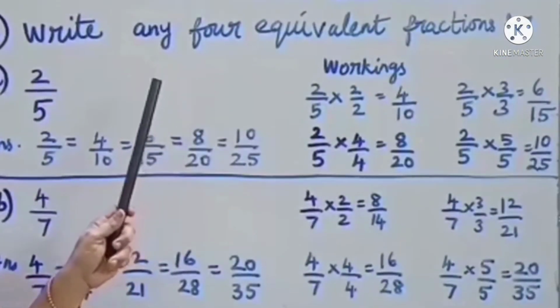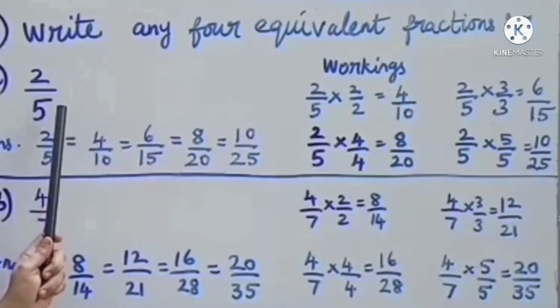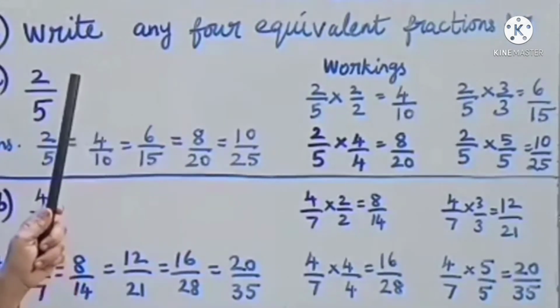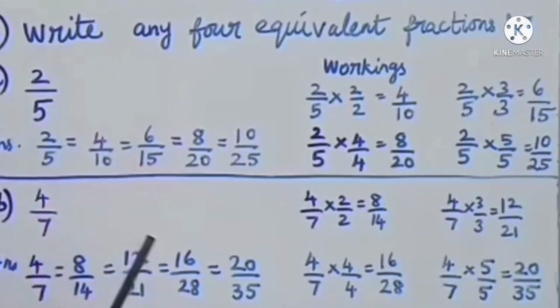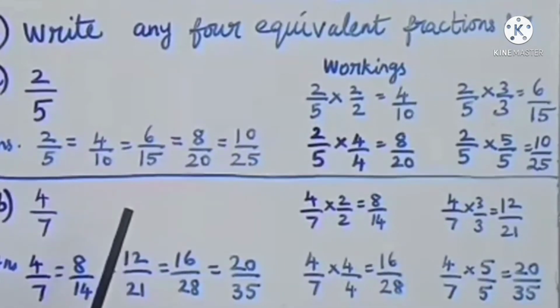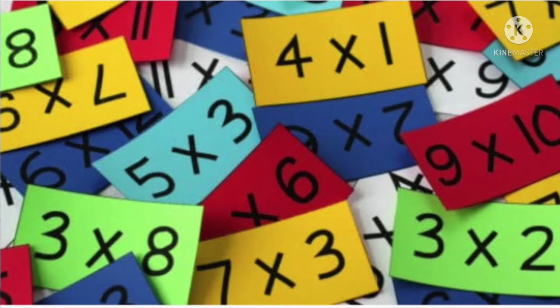I asked for any 4, so you can use the 10 table also. Using the 10 table, 2 by 5 is the same as 20 by 50. If you use the 11 table, 22 by 55. For this question, 40 by 70 using the 10 table. Using the 11 table, 44 by 77. We can take any table.